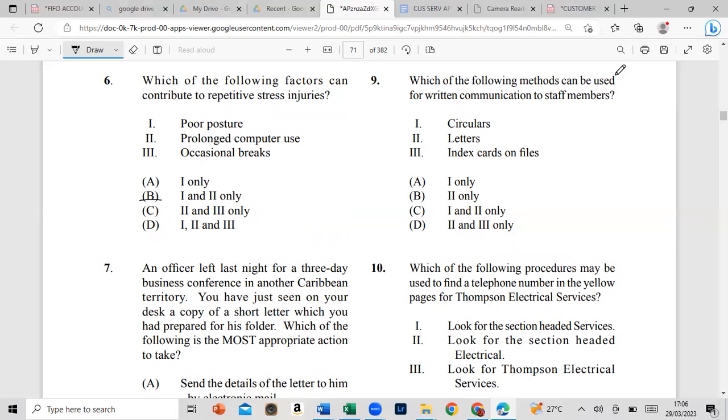So which of the following methods can be used for written communication to staff members? Circulars and letters. So that would leave us with C.